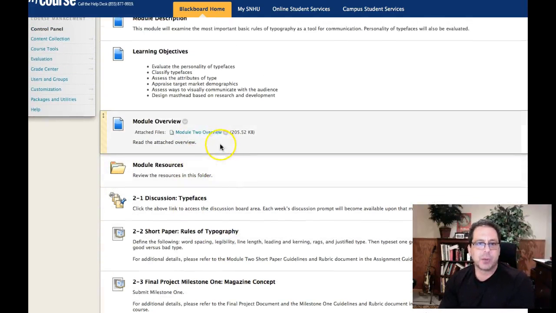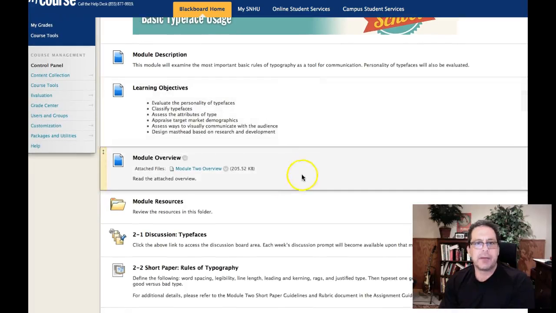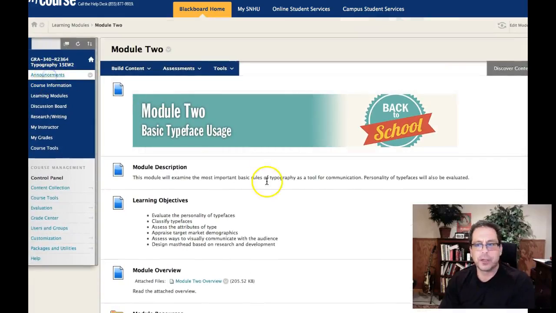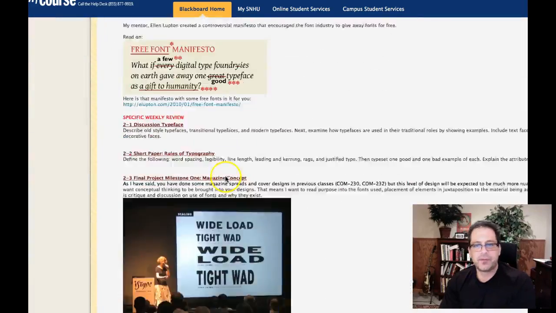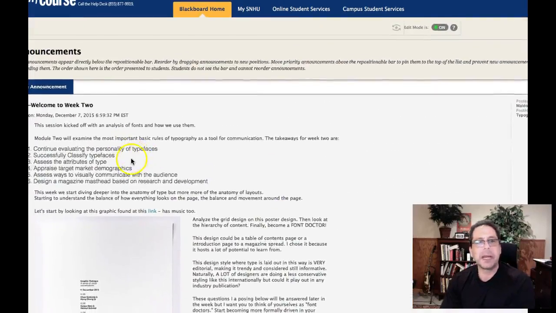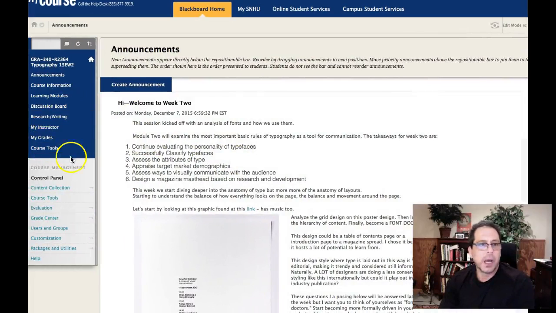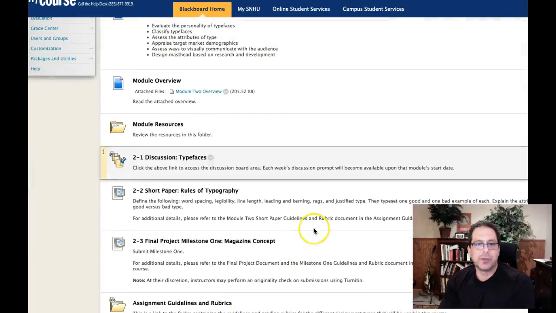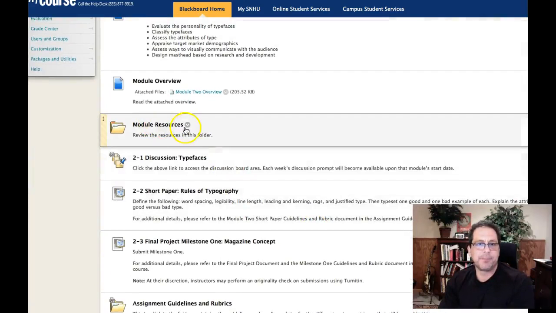So, the module overview. Definitely read that, and read the introduction, which is over here in the announcements area. There's a couple of videos, some good stuff in here, so take a look at that. It also recaps week one and what we did there. Back in week two, here are your module resources, which is your lifeline, your nerve center, with all your really good stuff in there.